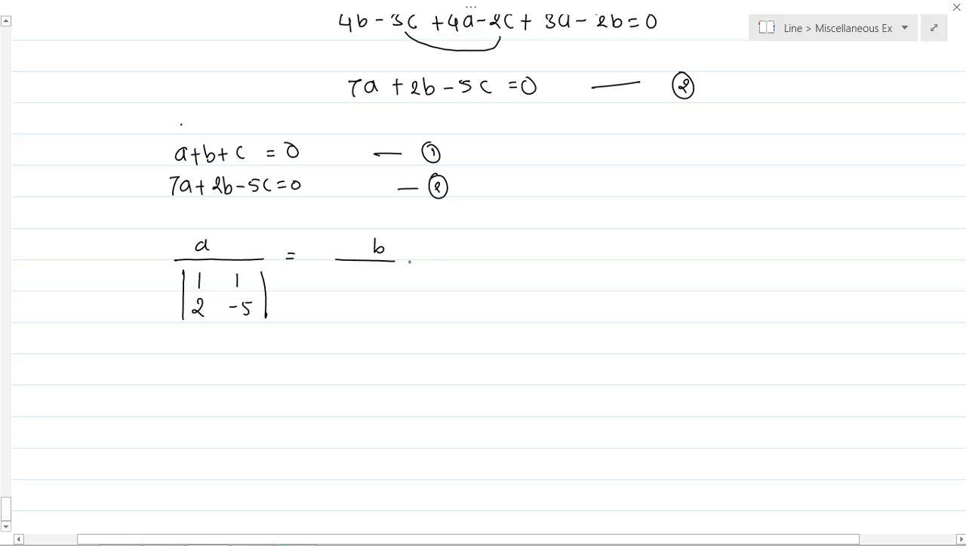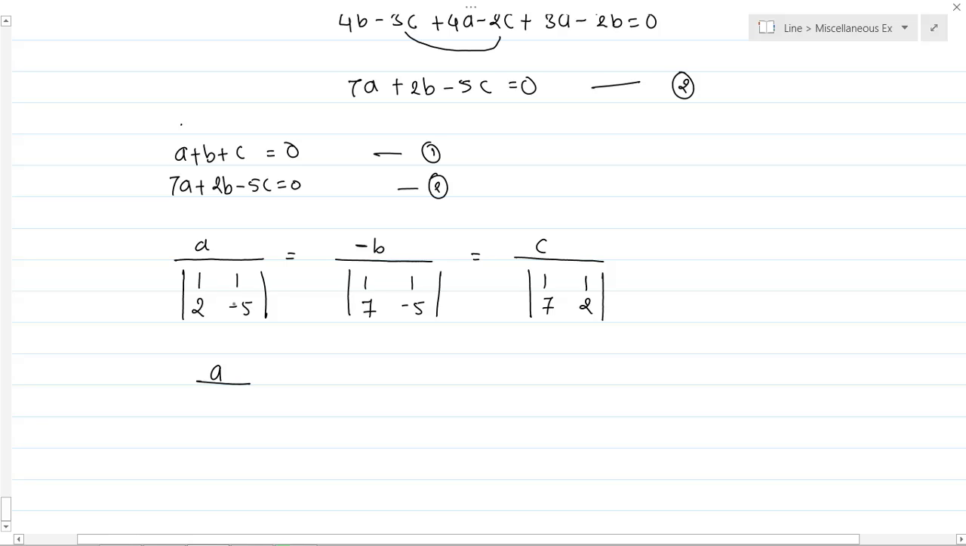For b, what will come in the denominator? Leave b and take the remaining coefficients. So it is 1, 7 and 1, minus 5, the coefficients of a and c. Please remember, whatever you get here, you have to give the minus sign. That is a part of this trick. Next, for c, what will come? c divided by the coefficients of a and b, so it is 1, 7 and 1, 2. Perfect. So let's write down and solve for the denominator.